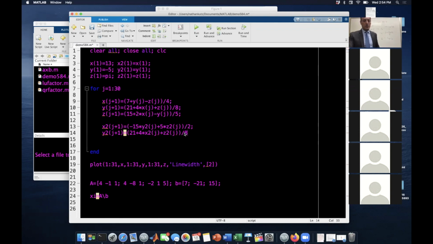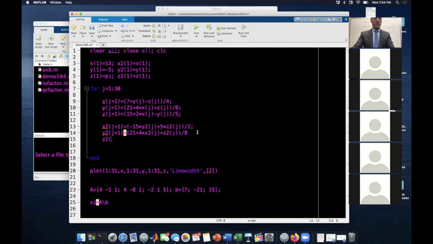Now this equation is exactly what I had before. Okay, so nothing changed with that equation right there, because I only switched the first and third row. And finally, z2, j plus 1, is equal to, what I have up there, 7 minus 4 times x2, j, plus y2, j.